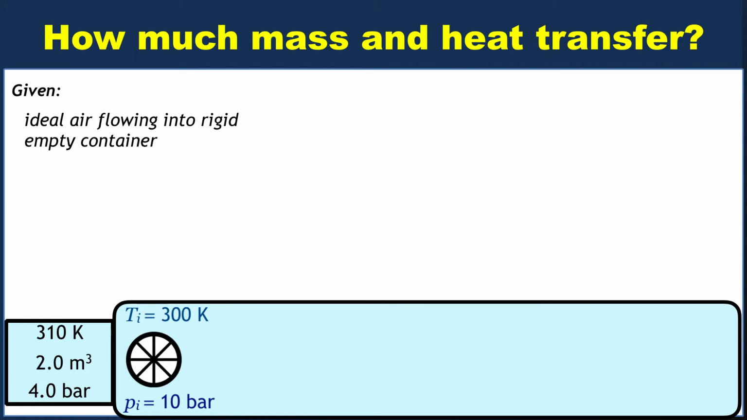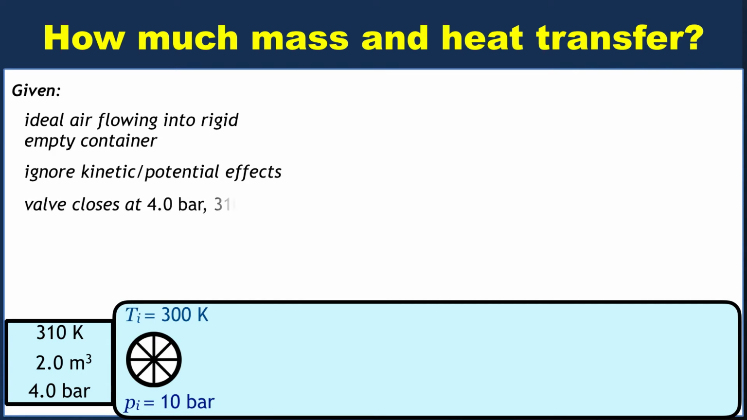So we have ideal air flowing into a rigid empty container on the left. Empty means initially empty. We're allowed to ignore kinetic and potential effects. Well, that should simplify our lives a little bit, and we're told that the valve closes again at the conditions of 4 bar and 310 Kelvin in the left container. We also need to specify that it's a really large reservoir on the right-hand side so that we know the temperature of 300 Kelvin and the pressure of 10 bar are maintained.